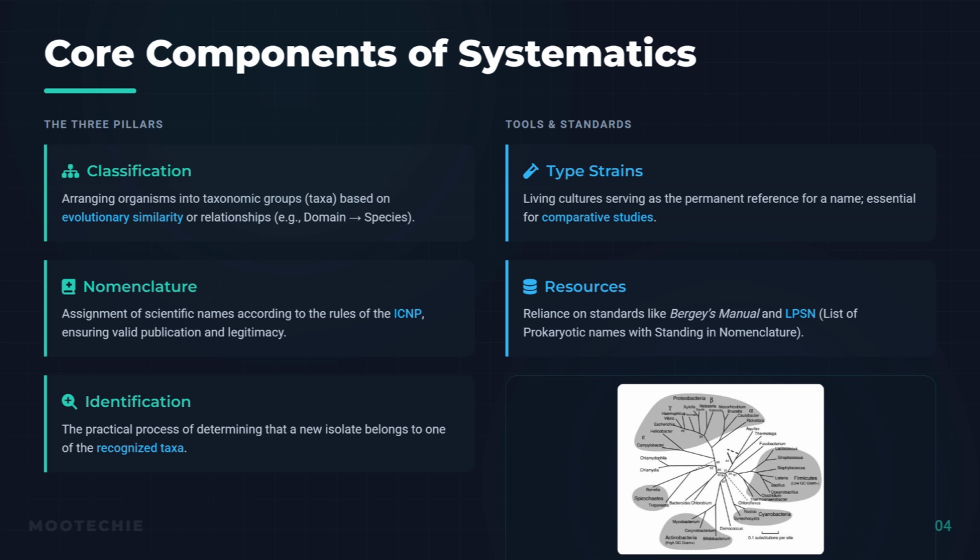Now for tools and standards. We have type strains. These are living cultures serving as the permanent reference for a name, essential for comparative studies. They are the official representative specimen, the gold standard that all other bacteria of that name are compared against. And we rely on resources like Bergey's manual and LPSN, the list of prokaryotic names with standing in nomenclature. These are the essential encyclopedias and databases that every microbiologist consults for authoritative information.